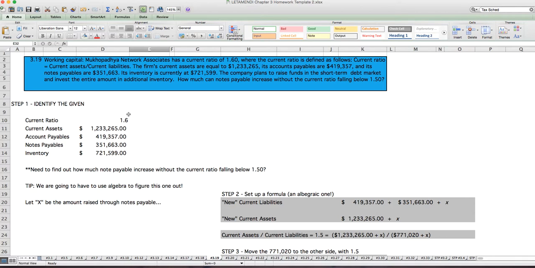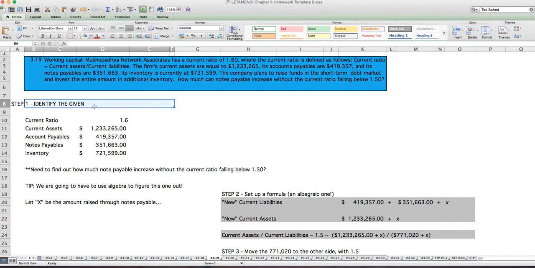The problem reads, Mukhopadhyay Network Associates has a current ratio of 1.60, where the current ratio is defined as follows. The current ratio equals current assets divided by current liabilities. The firm's current assets are equal to $1.2 million, its accounts payable $419,000, and its notes payable $351,000. Its inventory is currently $721,000. The company plans to raise funds in the short term debt market and invest the entire amount in additional inventory. How much can notes payable increase without the current ratio falling below 1.50?